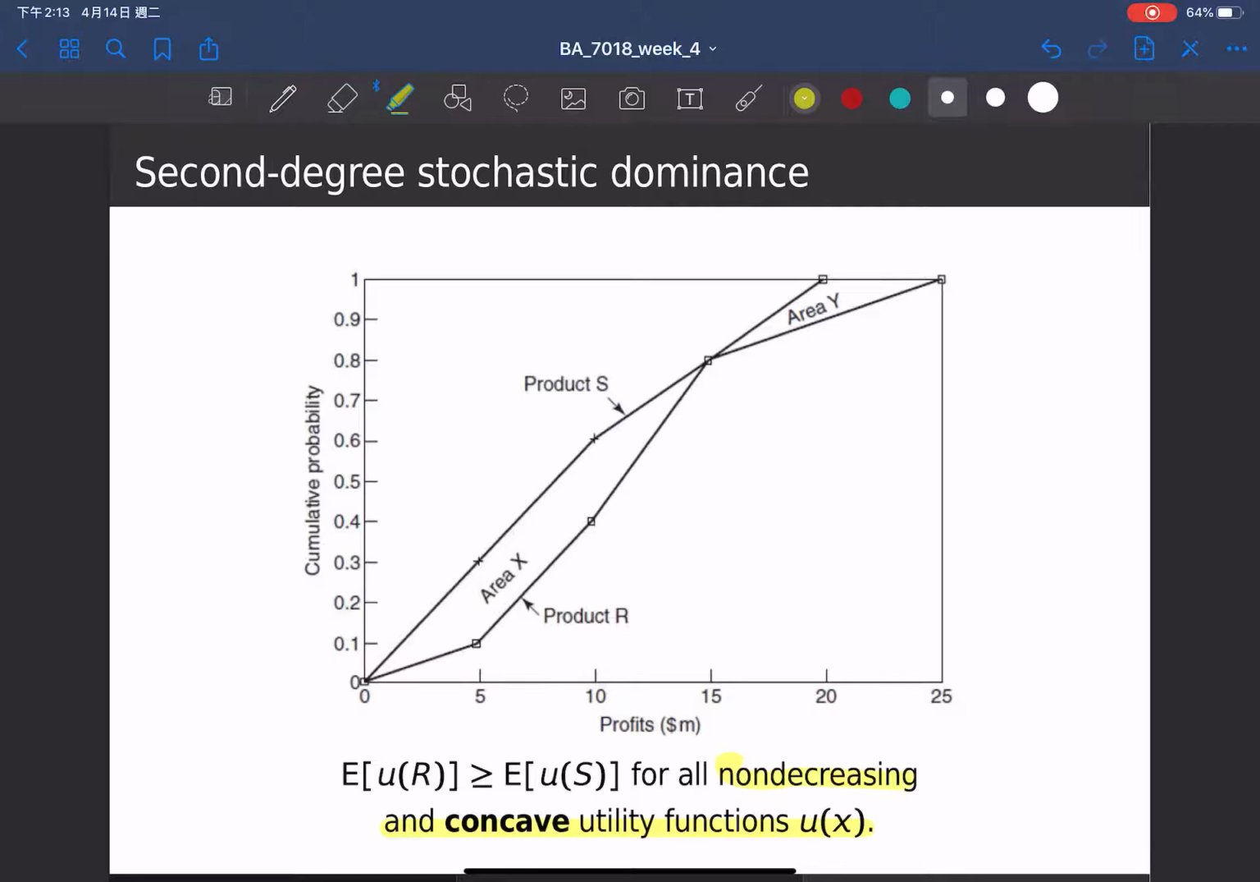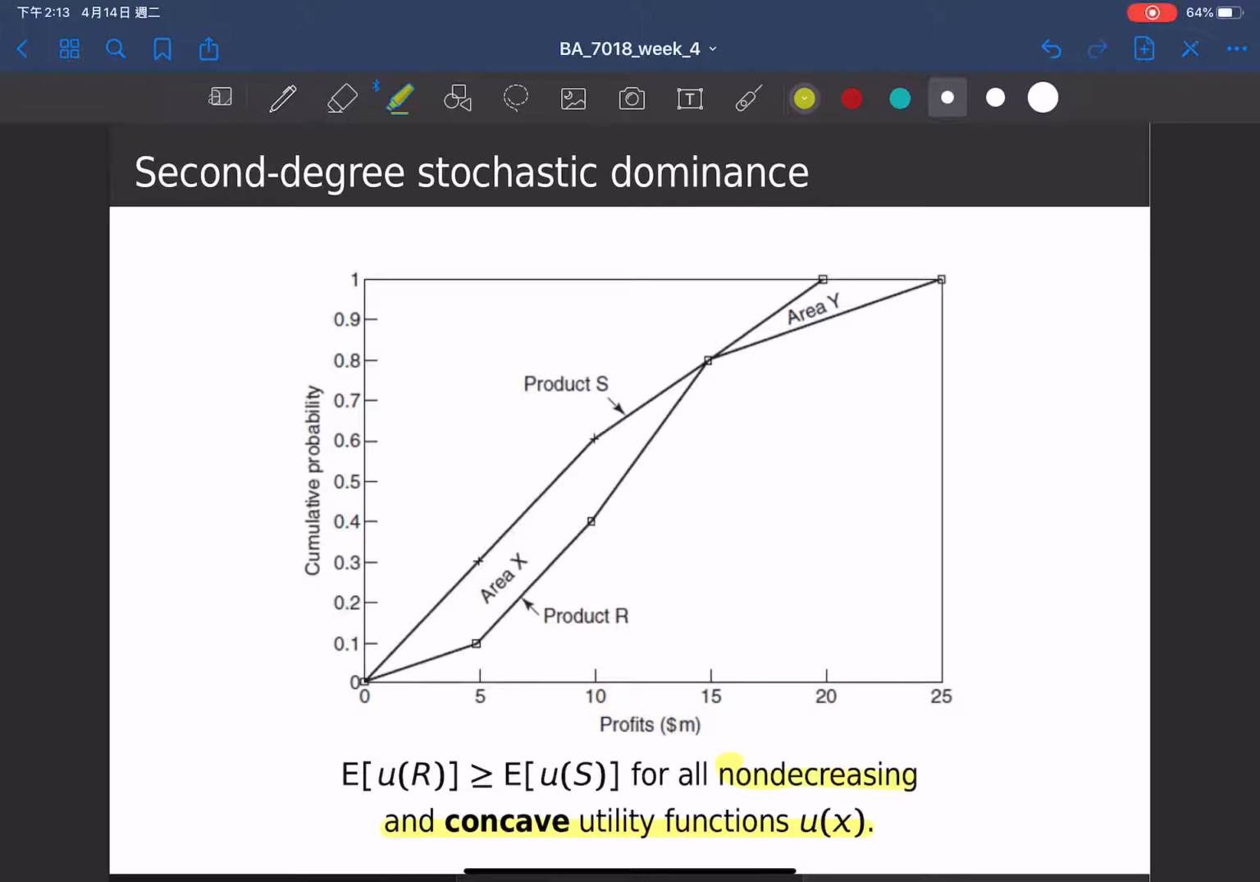You need to do both, okay? So if you do first degree, and you find first degree holds, it guarantees second degree, right? Because here it says non-decreasing and concave utility function U. For first degree, you don't even need a concave condition. That's for any non-decreasing function U. Expected utility from R is better than expected utility from S. So first degree is stronger, basically. Second degree, you need more conditions.